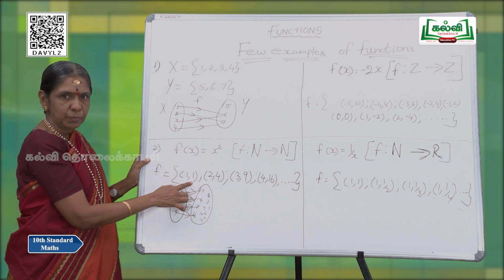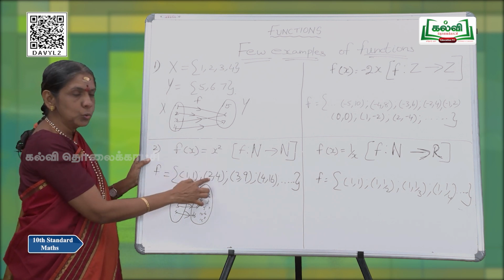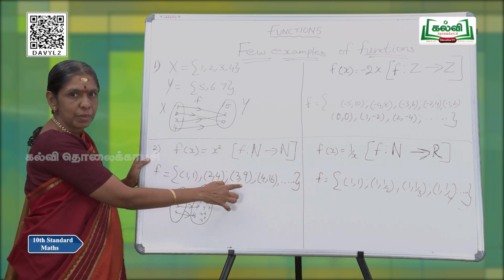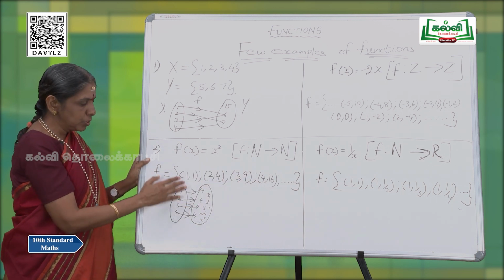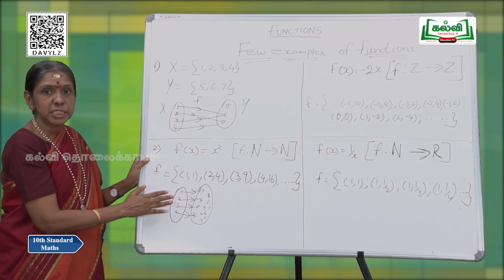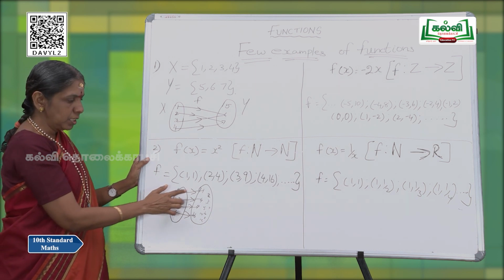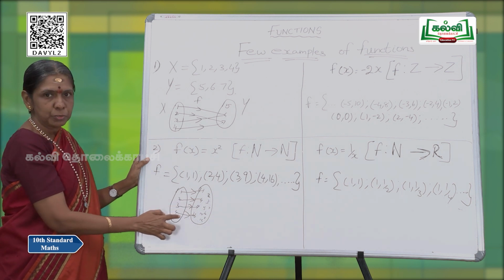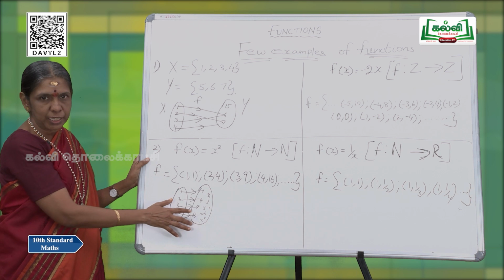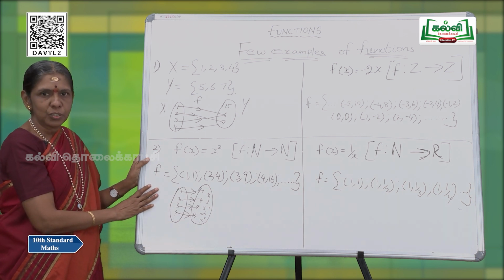So, 1 is mapped to 1, and 2 is mapped to 4, 3 is mapped to 9, and 4 is mapped to 16, and so on. Mapped means the image. Again, you have to check whether it is a function or not. Yes, of course, it is a function. Definitely this is also a function.